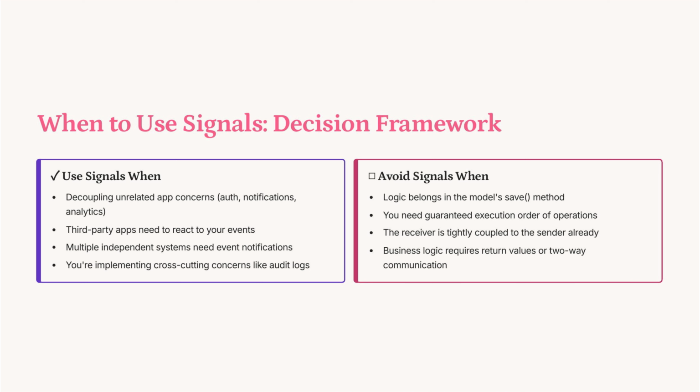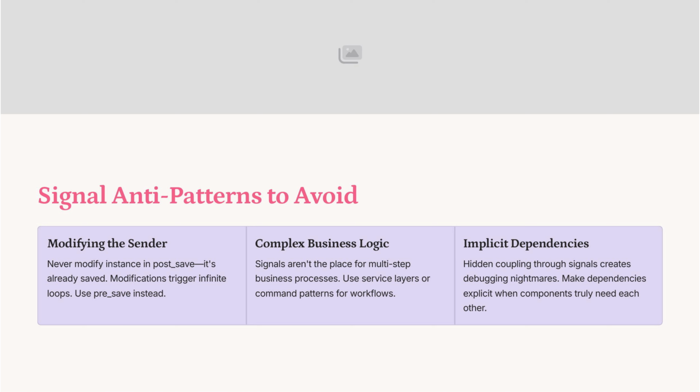Use signals to decouple app concerns like authentication and notifications, or when third-party apps need to react to events. They're ideal for cross-cutting concerns like audit logs. Avoid signals if logic fits in the model's save method, requires execution order, or if the receiver is tightly coupled to the sender. Avoid modifying the sender in post_save signals to prevent infinite loops.